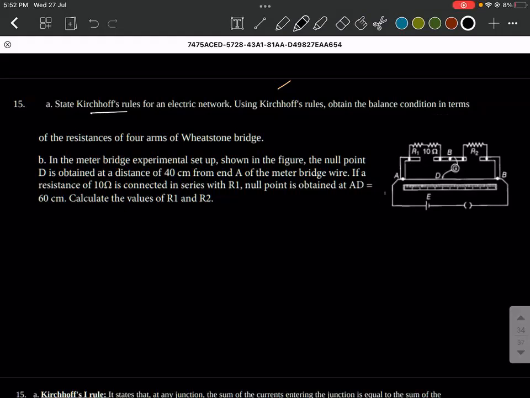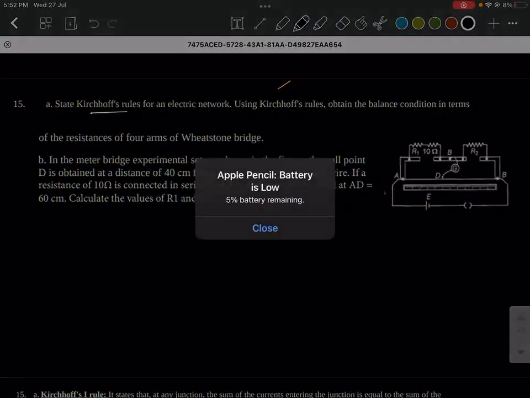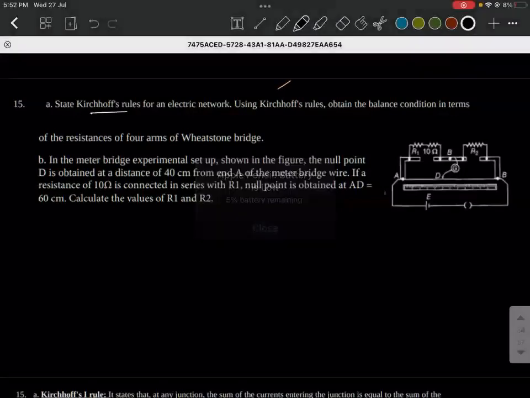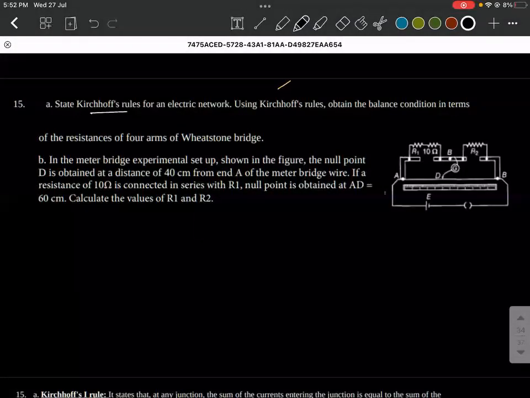And what principle is it based on? Law of conservation of energy is Kirchhoff's voltage law, and conservation of charge is Kirchhoff's current law. So have this in your mind.